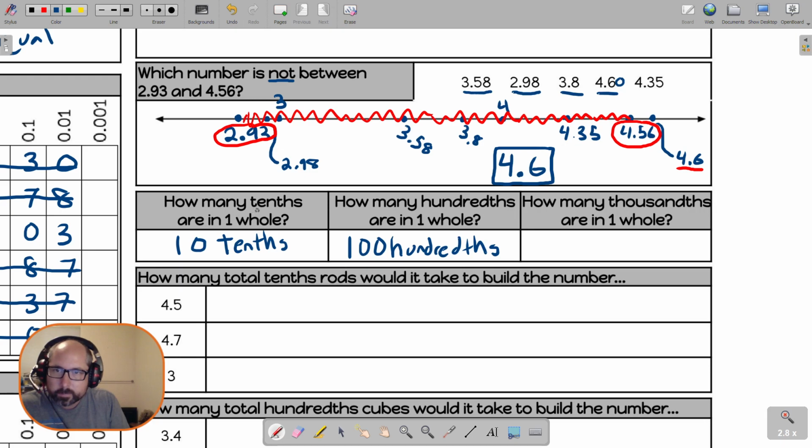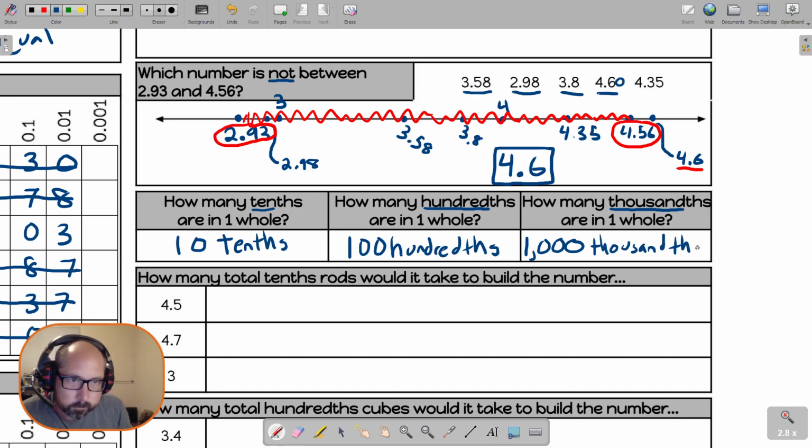It takes 10 tenths to make a whole. It takes 100 hundredths to make a whole. So following that pattern, how many thousandths does it take to make a whole? So smart, all of you. 1,000 thousandths. Okay, so write that in. And guys, that's not something you have to memorize. Just look at the name.